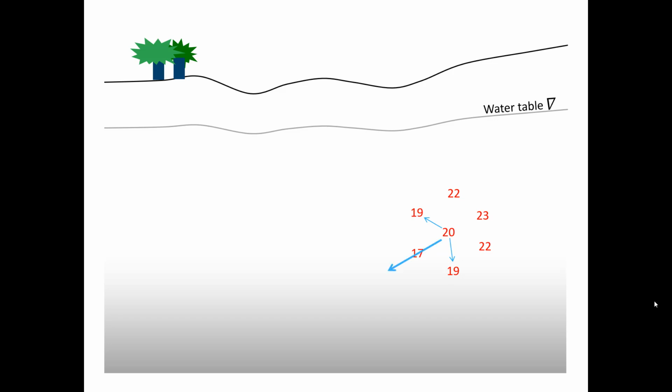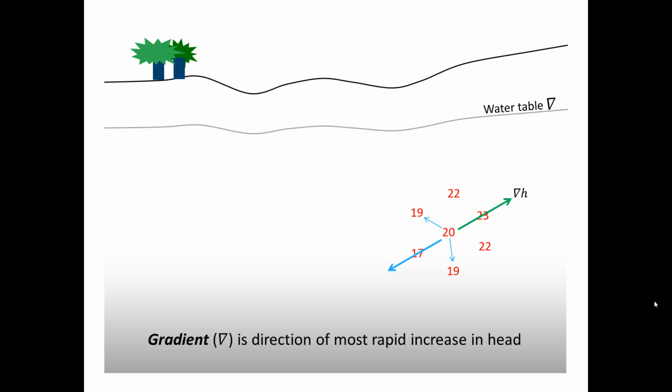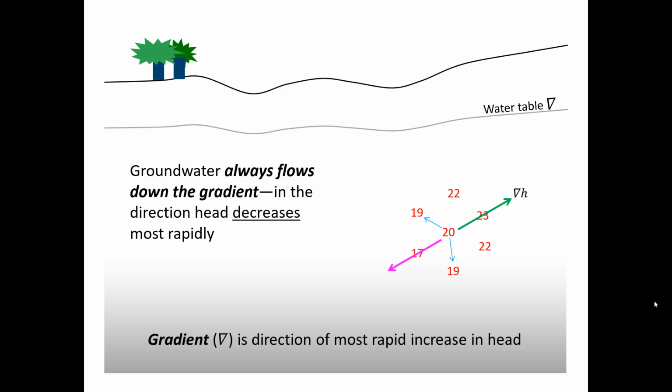Mathematically, this direction is known as the negative of the gradient, where the gradient is defined as a vector that points in the direction in which head increases most rapidly with a magnitude equal to that rate of increase. The gradient is indicated with the upside down triangle symbol. We often say that groundwater flows down the gradient, and we simply mean that it flows in the direction exactly opposite the gradient.